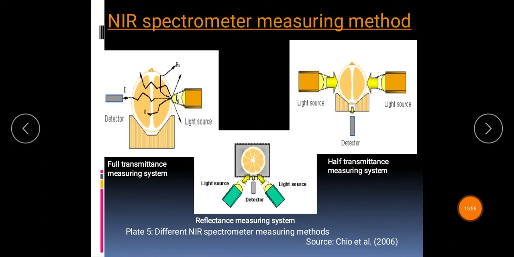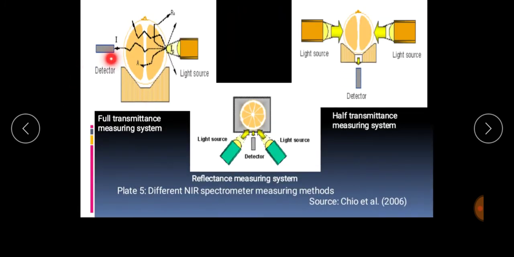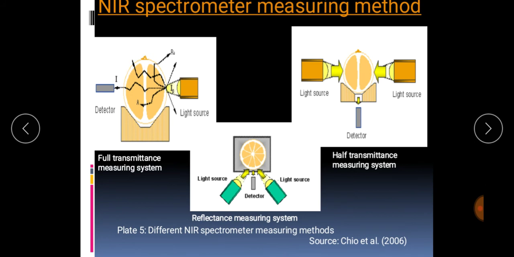So what are the measuring methods of this NIR spectrometer? First, full transmittance measuring systems. Transmittance can be measured with the help of a detector. Here the light source is there, here the food material is there. When light enters this food material, there will be some transmittance, and that transmittance will be detected by these detectors. So this is the full transmittance measuring system.